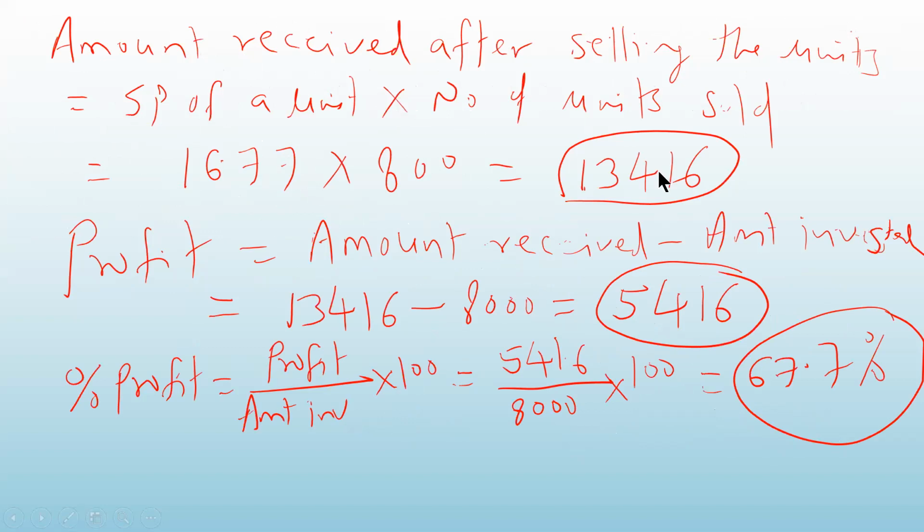So now you know the amount received and the amount invested. Subtract amount invested from amount received, and you are getting 5,416, and that is the total profit. Then you can find out the percentage profit. It is profit upon amount invested into 100. The profit is 5,416, and amount invested is 8,000, into 100. That gives you 67.7%.